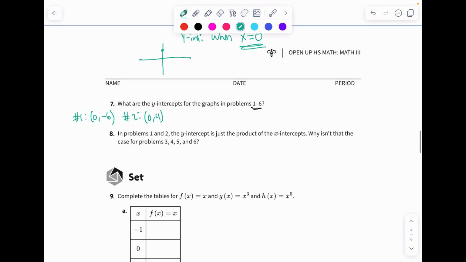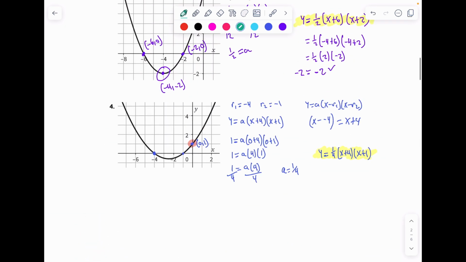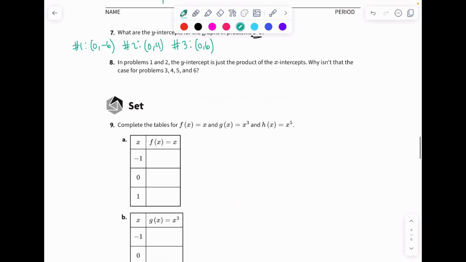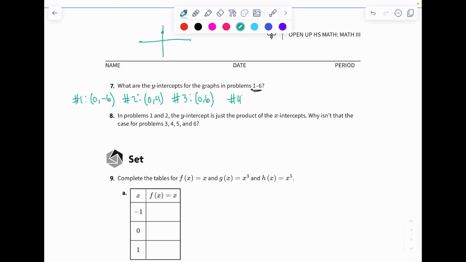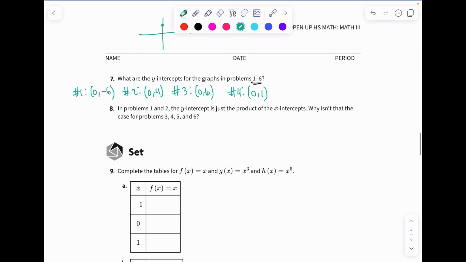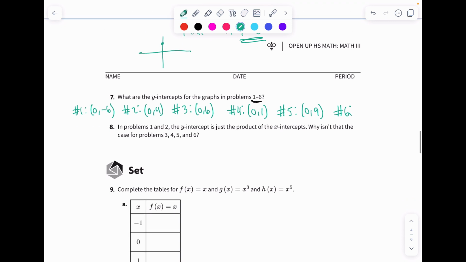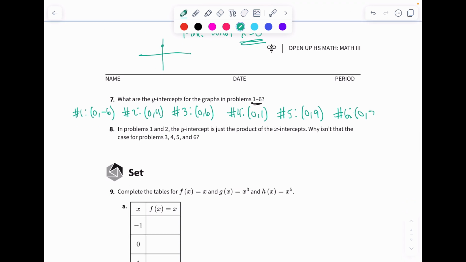The next one was (0, 6). So number 3 is (0, 6). At number 4, it was (0, 1). Okay, we saw it there. Number 5 was (0, 9). And then number 6, last but not least, was (0, 7). Okay.